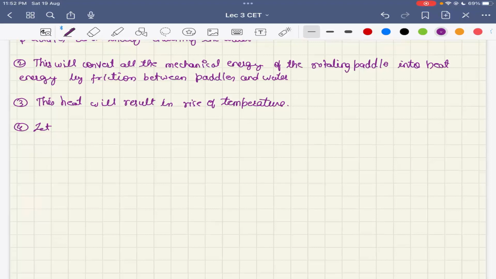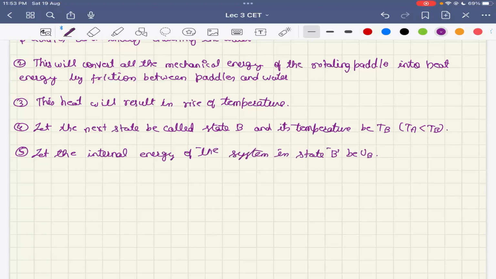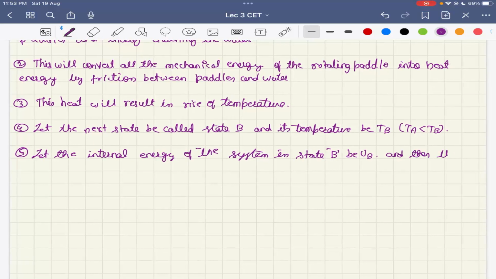Let the next state be called state B, and its temperature be TB, whereas TA is less than TB. Let the internal energy of the system in state B be UB, and the change in internal energy is going to be delta U, which is nothing but UB minus UA, right?